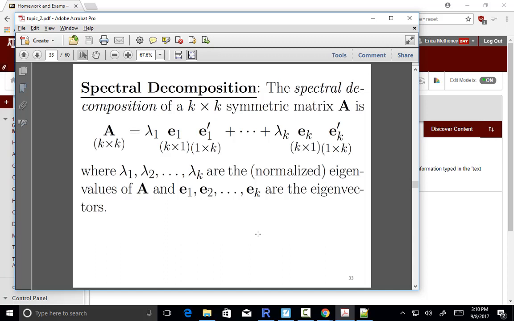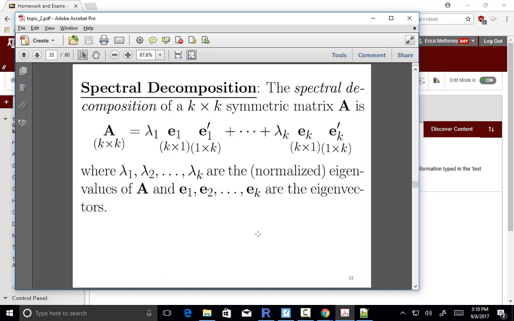Okay, one immediate corollary of the eigenvalue, eigenvector definition. If we have eigenvalues and eigenvectors that we've already figured out for a symmetric matrix A, then there's what's called the spectral decomposition theorem, which is intuitively useful and practically useful as well.